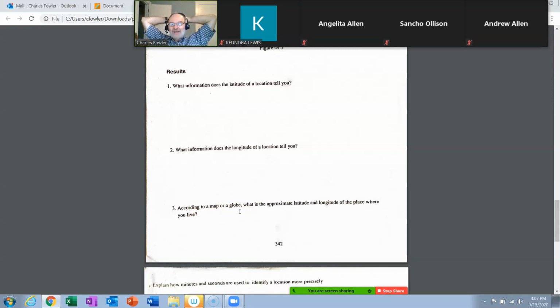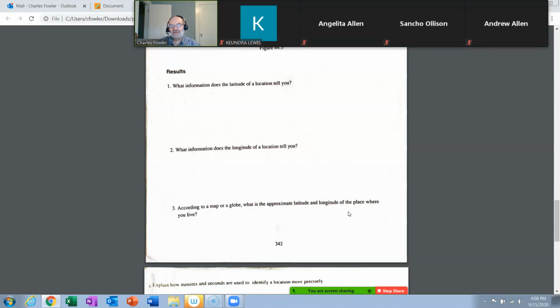The Alabama Atlas, the U.S. Atlas, all these atlases out here. What is the approximate latitude and longitude of the place where you live? Now, if you can get your hands on an atlas, you can look it up there and find out what your latitude and longitude is. If not, you can find it somewhere on the internet.